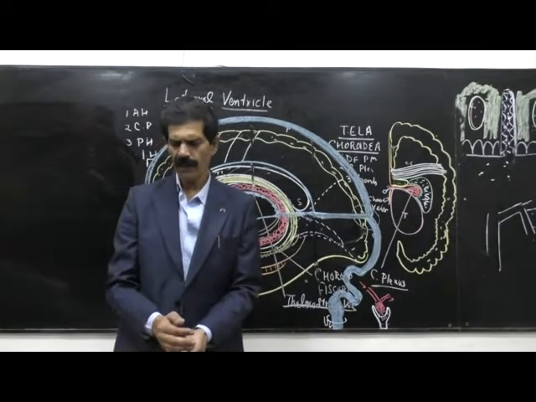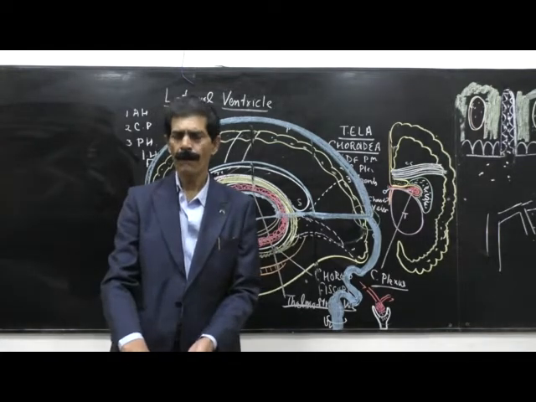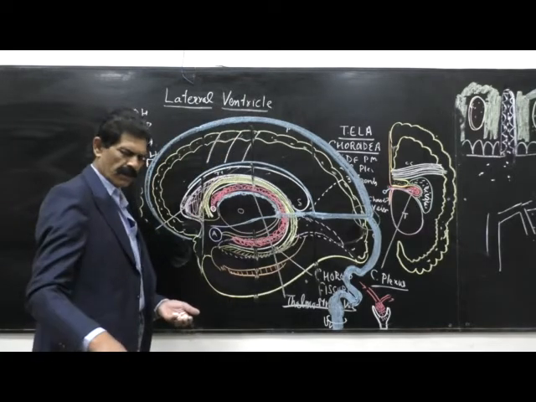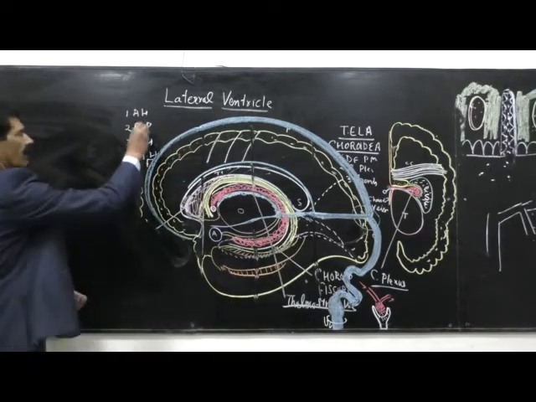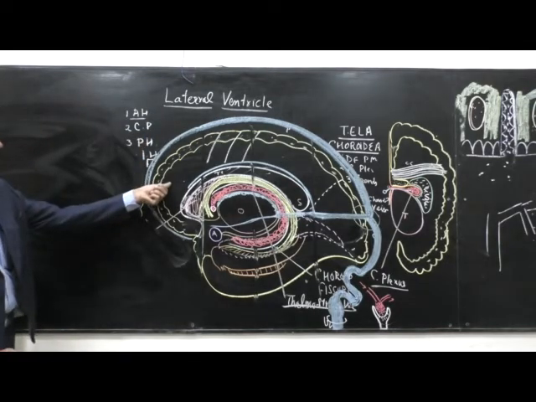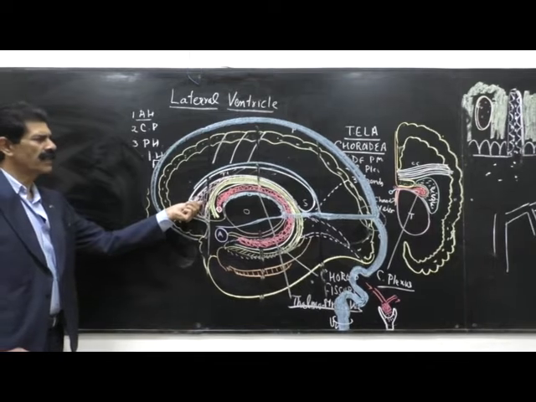So now we will take one by one all the parts of the lateral ventricle. So first of all we will take the anterior horn. The anterior horn lies in the frontal lobe and it is the smallest part of the lateral ventricle.